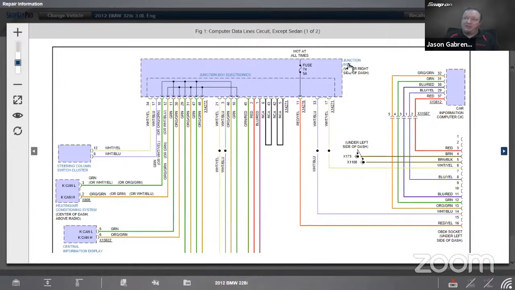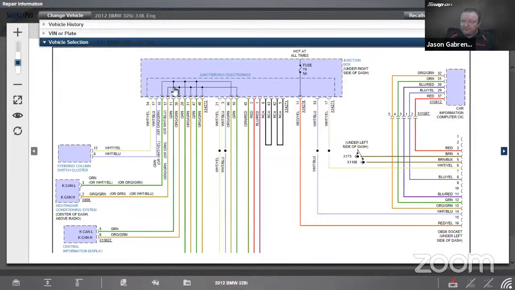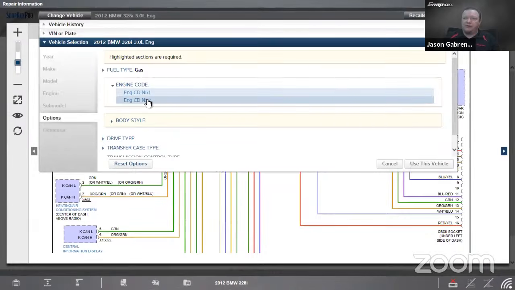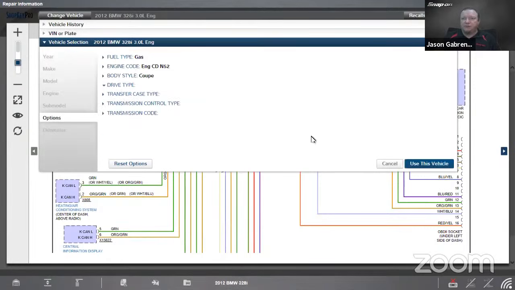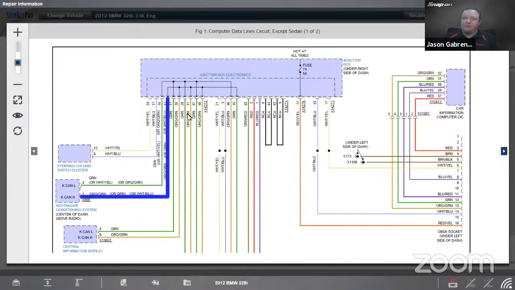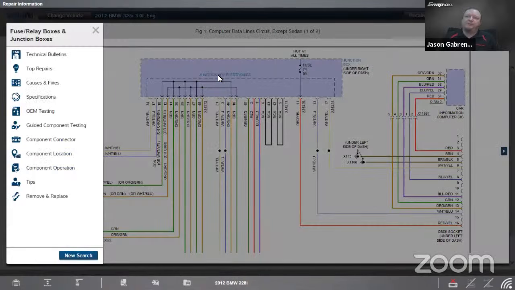We could also check, well, what about this junction box? It's highlighted there in blue. I can just click on that from the wiring diagram, and it should do, oh, I've got to give it some extra information here, I guess. I'll call it a coupe. Okay, it wants to know whether it's a coupe or not. There we go, that's better.